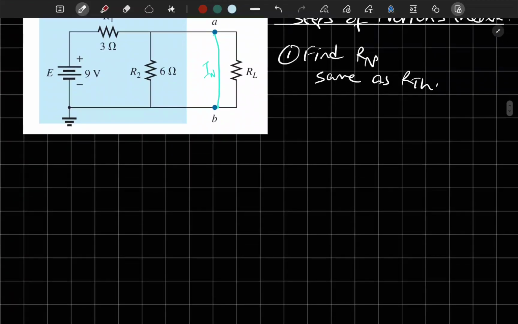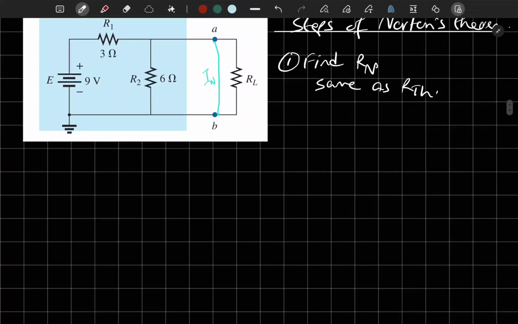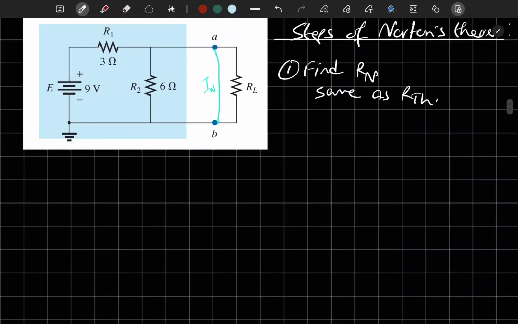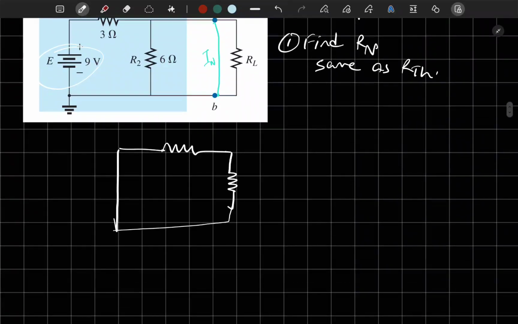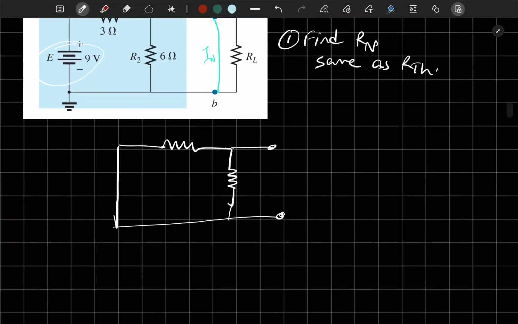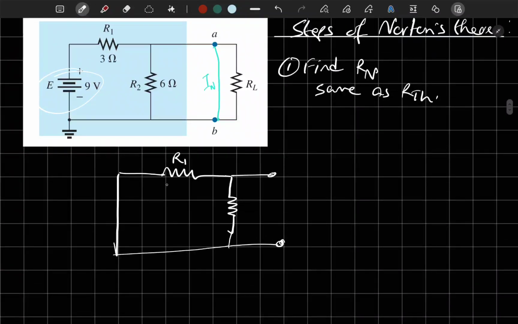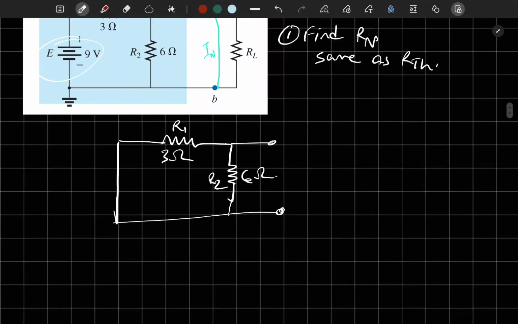Now how did we find RTH? If you remember from the previous video, which was a long time ago, we removed all the sources and replaced the voltage sources with a short circuit. So this E here, we will replace it with a short circuit, and the resistors will remain the same. And the load part will just remain open. So this is R1, 3 ohm. This is R2, 6 ohm. And it comes in like this.